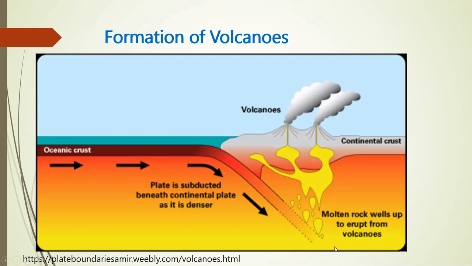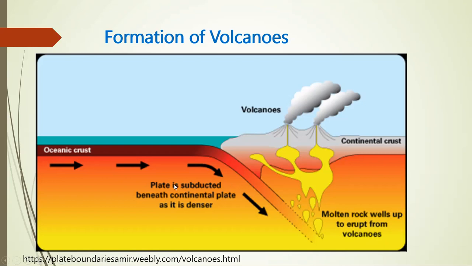And then if this event continues to happen, the magma will rise to the surface, go out through the vent of these volcanoes, and these volcanoes will eventually erupt. So this is the process of volcanic eruption. This is made by nature.